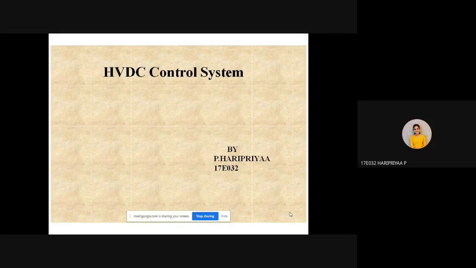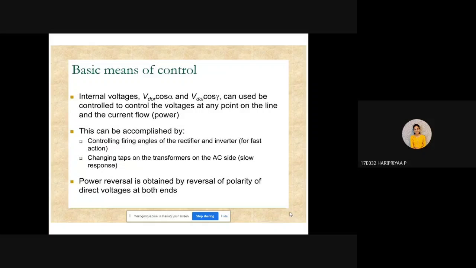Good evening, everyone. Today, we are going to see about HVDC control system. First of all, we'll know about basic means of control.